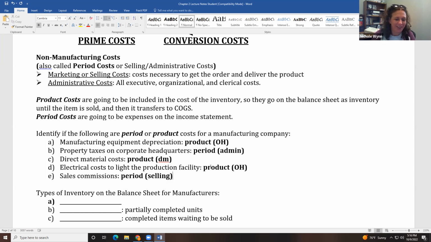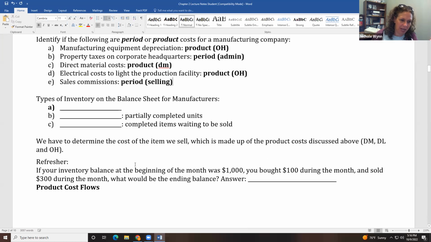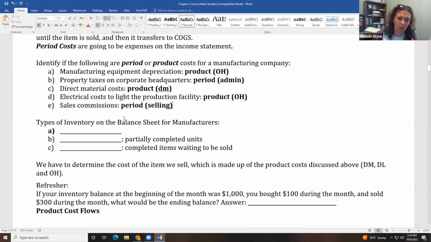Okay. All right. So the next thing we're going to do is we're going to actually draw a picture on this page. But first, I want to walk through the three different kinds of inventory on the balance sheet.